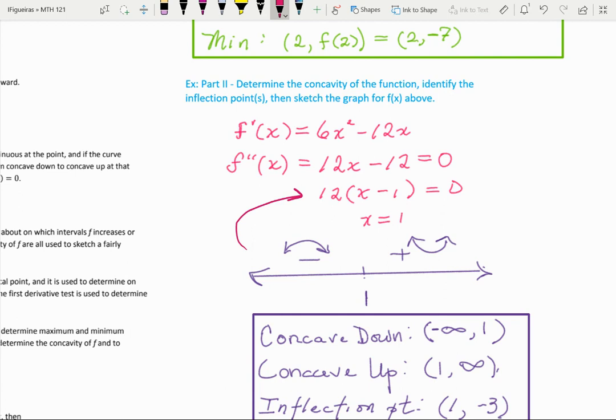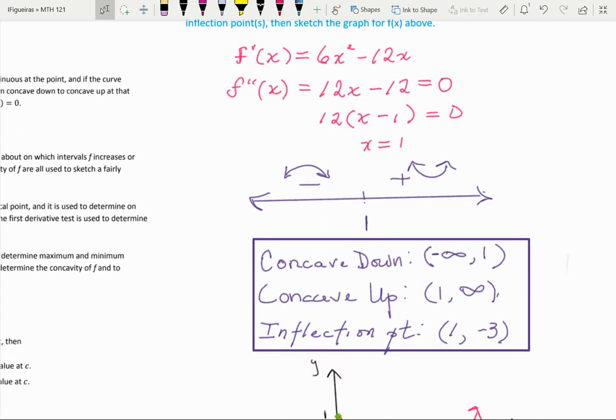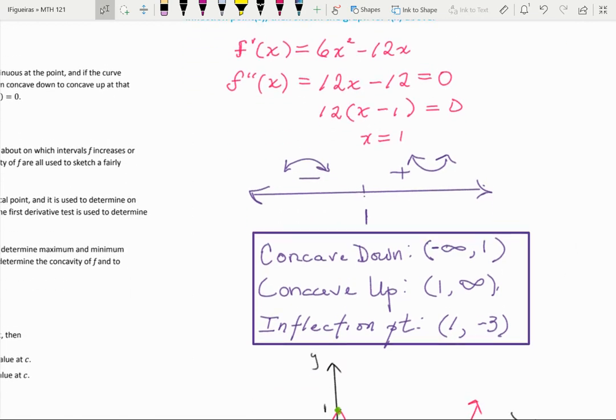It's facing downward. Then if we pick a number greater than 1, like something on the right, such as 2 or 3, it doesn't matter what you pick, plug it into the second derivative, and that would give you a positive result, which means your graph is facing upward, concave up. So to summarize, the second derivative tells us that the graph is concave down from -infinity to 1, concave up from 1 to infinity, and we have an inflection point.